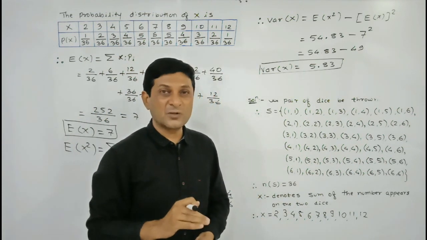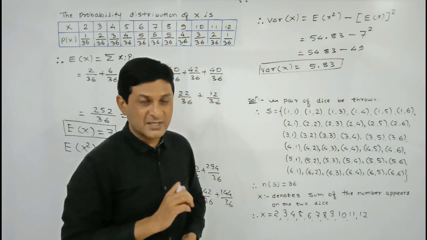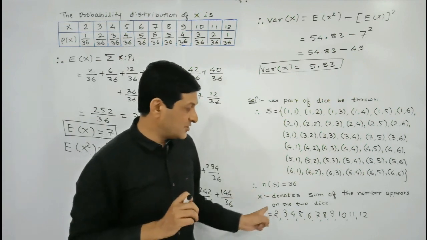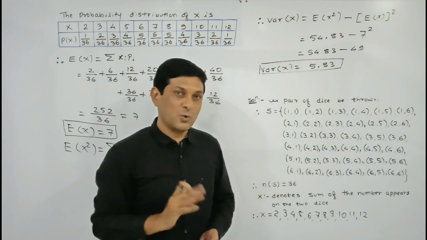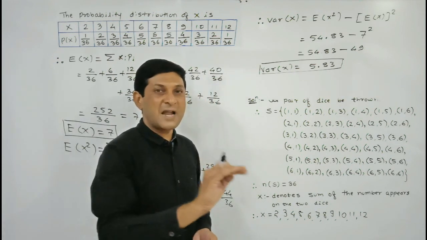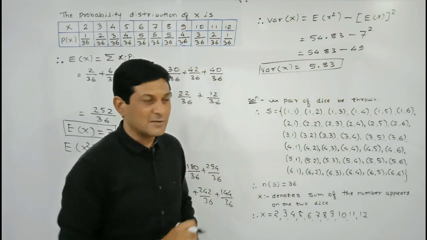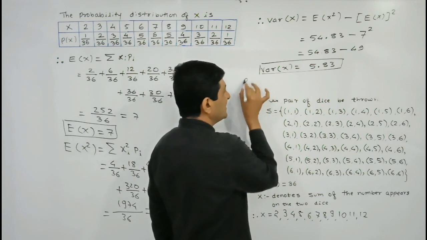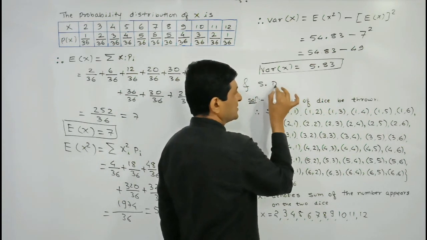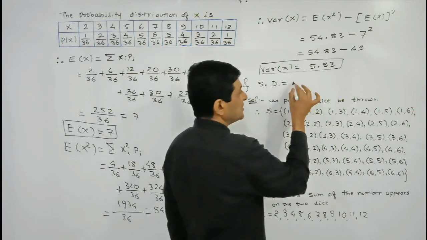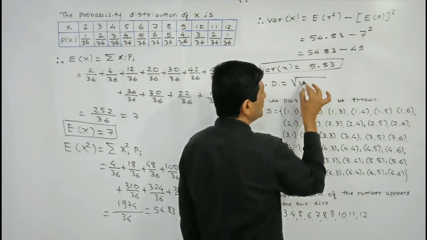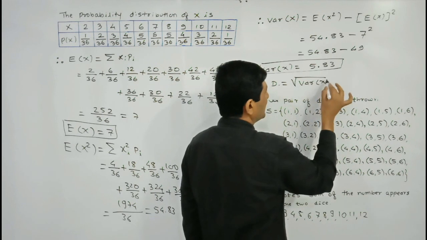Now we are discussing the 8th question. In the 8th question, we have to find the standard deviation, and the condition was that X denotes the sum of numbers on the uppermost faces when 2 dice are rolled. At that time, find the standard deviation of random variable X. So this is the solution of question number 8. Standard deviation is equal to the square root of the variance of random variable X.